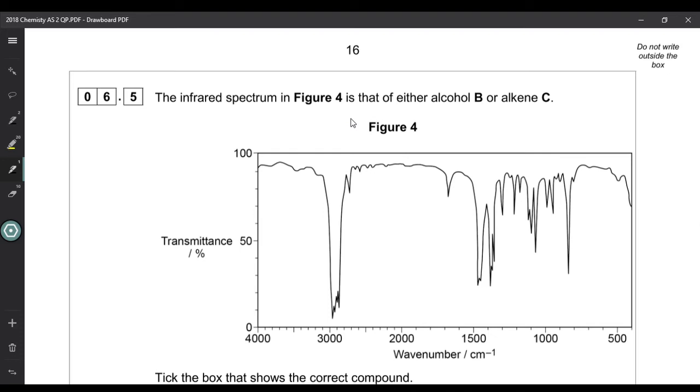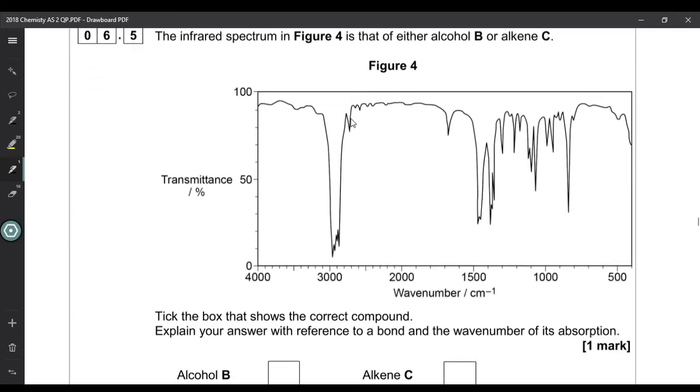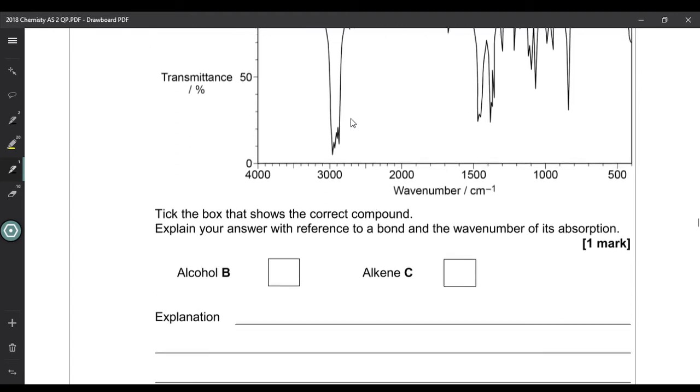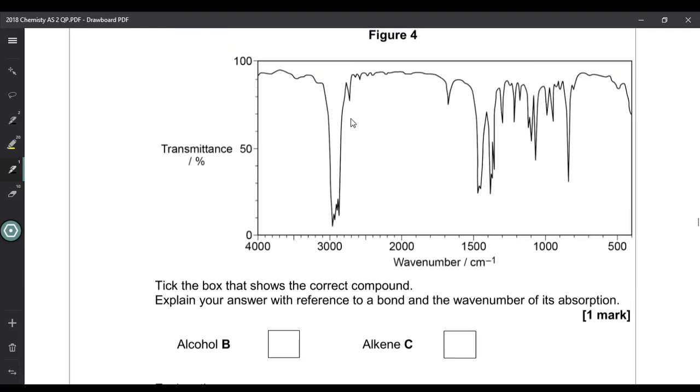(6.5) gives us an infrared spectrum that's either of alcohol B or alkene C. And what we've got to do using the data on our data sheet is work out which is the correct compound. So it's either going to be alcohol B or alkene C. So what we need to do is look to see whether it's got peaks for the OH bond that you'd expect in an alcohol, or the double bond between carbons that you'd find in the alkene.